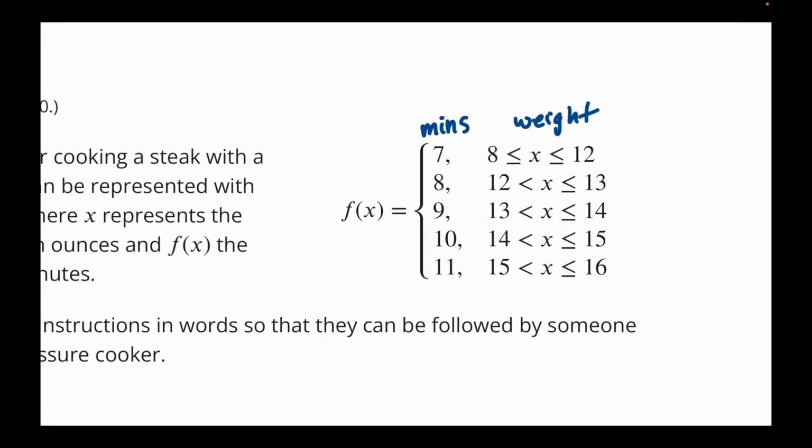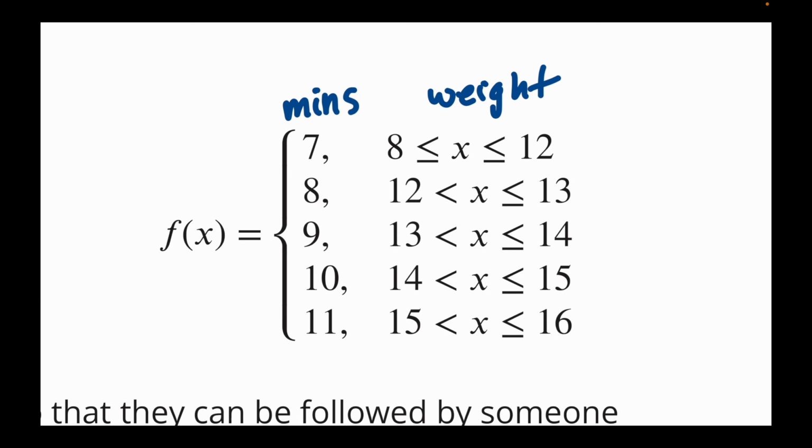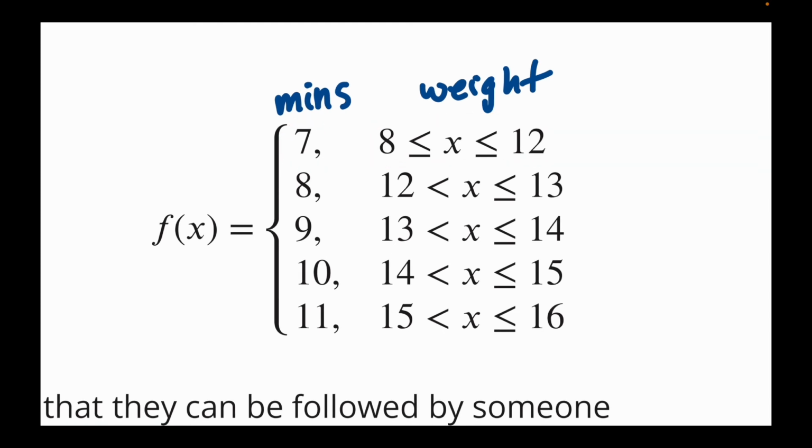So, this to me says if my steak weighs 8 ounces or 12 ounces or anywhere in between, I am going to cook it in the pressure cooker for 7 minutes. Then for steaks that are between 12 and up to 13, I'm going to cook it for 8. 13 and up to 14, I'm going to cook it for 9. 14 and up to 15, cook it for 10. And 15 up to 16, cook it for 11.